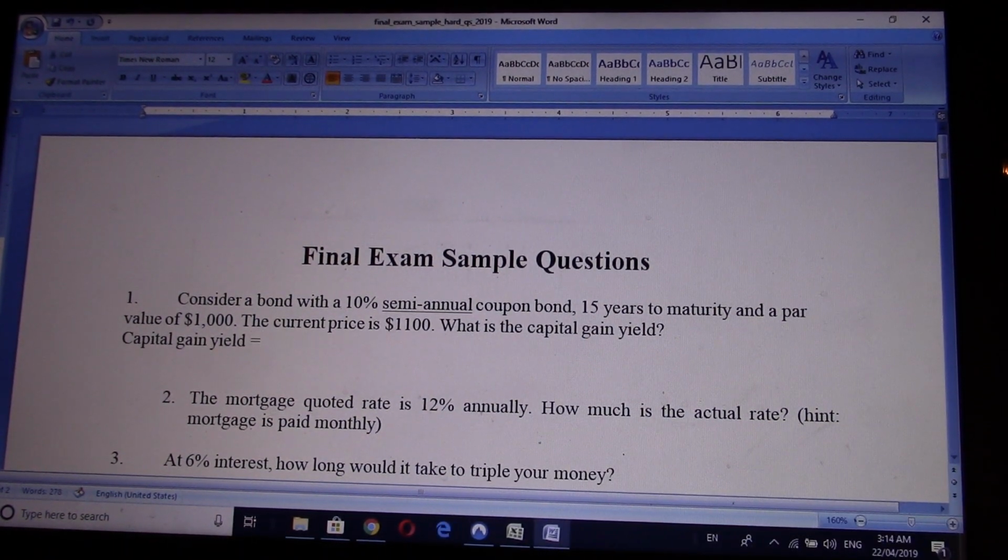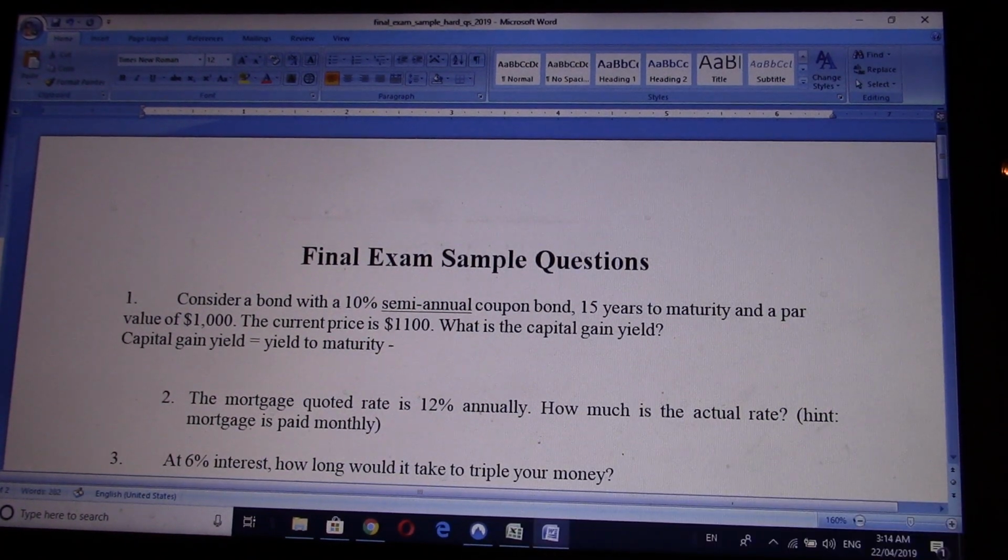To get the capital gain yield, what you can do is use yield to maturity and subtract the current yield. Current yield is your return from coupon. Yield to maturity is like total returns. So you use total returns, subtract your returns from the coupon, and that's the returns you earned from price changes. So this is the equation.